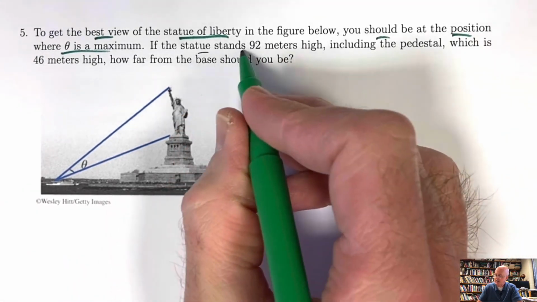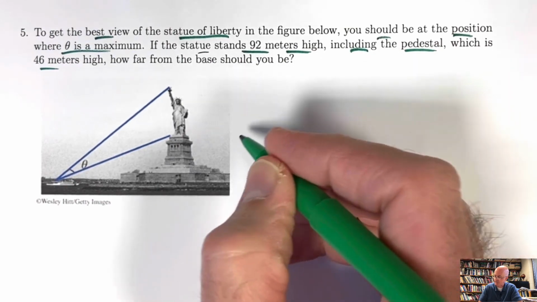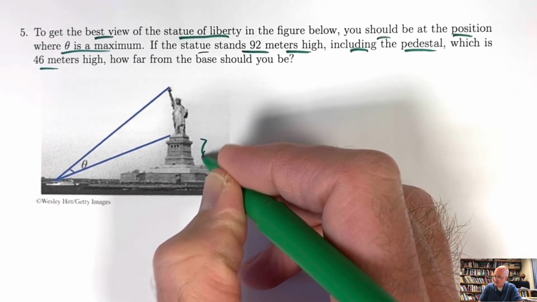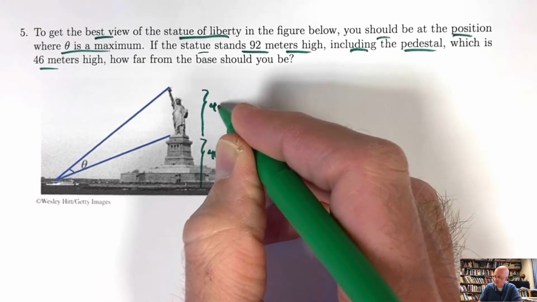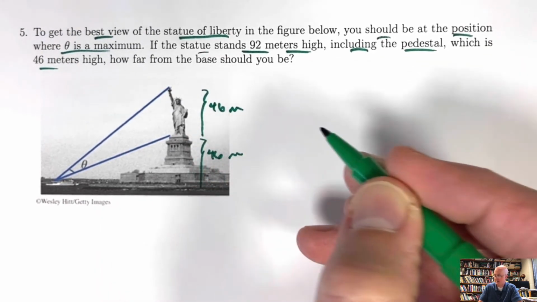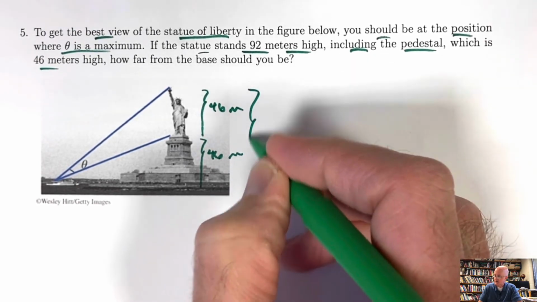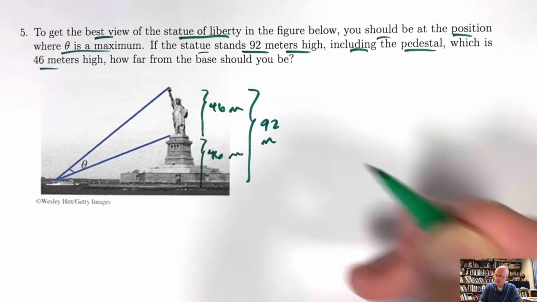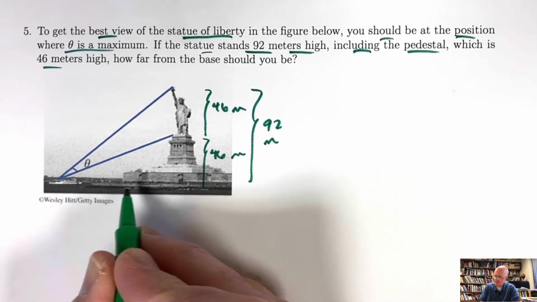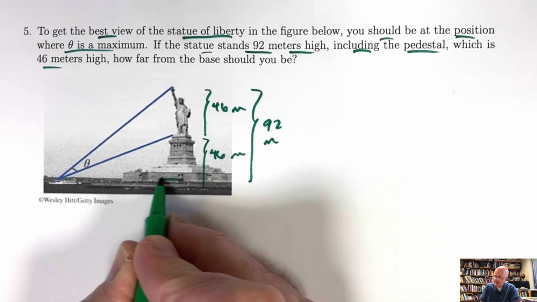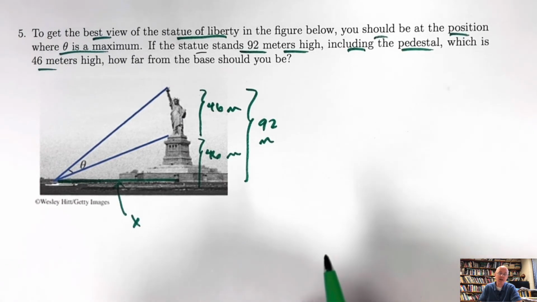The statue stands 92 meters high, including the pedestal, which is 46 meters high. So this distance, I guess, right there is 46 meters, and this distance right there is also 46 meters. Did they do that on purpose? I assume so, for symmetry's sake. The total distance here is 92 meters. We need to figure out how to maximize theta based on the location from the base. Call that, say, x. Figure out how theta depends on x.